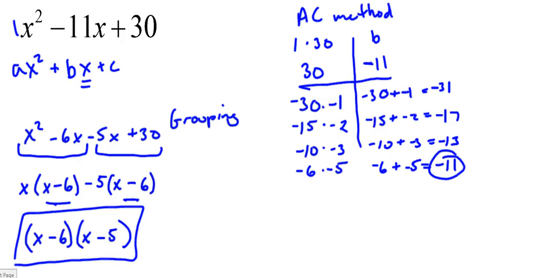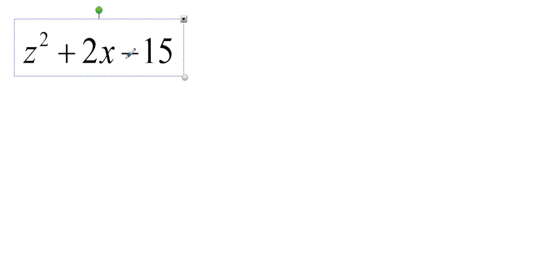Awesome, huh? Let's try this one. Whoops, this one's supposed to be z. I apologize. All right, we have z, going through the same process. I'll change my color because it's a different problem, a little green here. We're going to use the AC method.